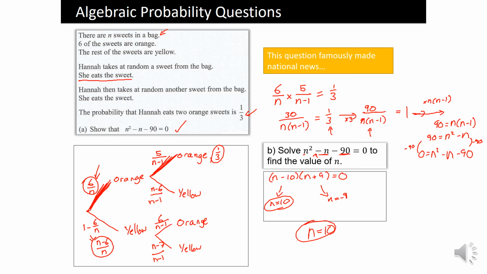Okay, so definitely a bit of a tough one to finish with. You can see why it made the news. The jump between Hannah eating sweets to suddenly an algebraic question is quite a big jump. The ones we see won't be as hard as that, but in GCSE papers they are swaying towards more problem solving ones like this, so just something to be a bit aware of. If you just work it out with a tree diagram like normal, you will be able to get there. It'll just be quite a bit harder.